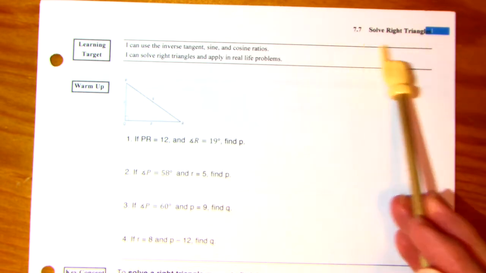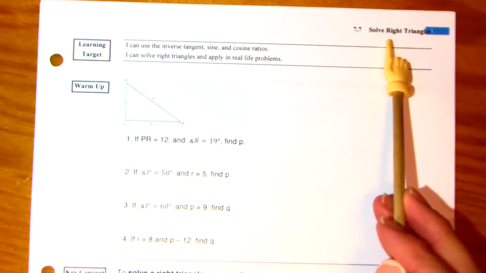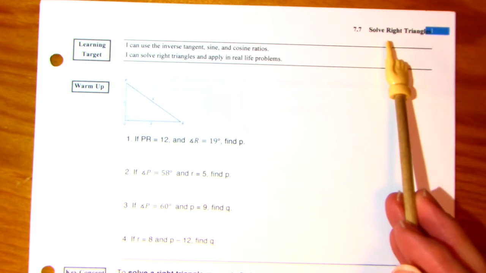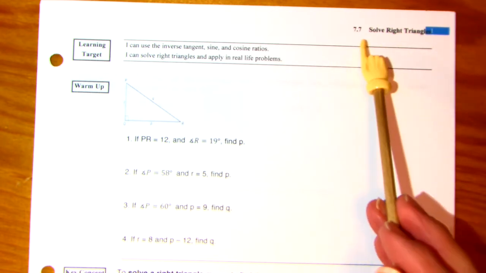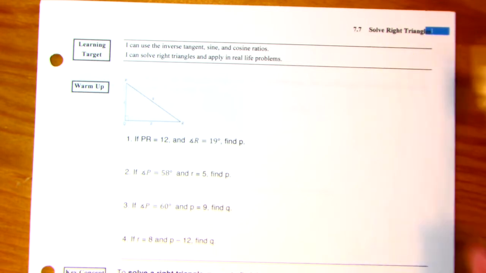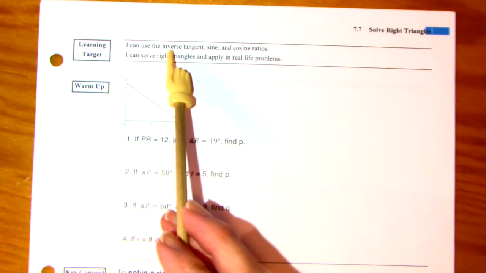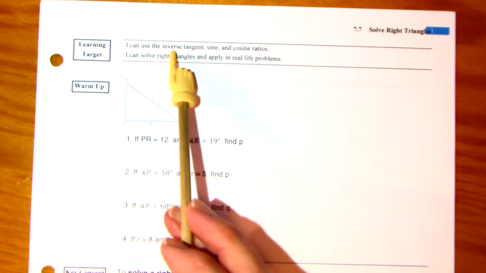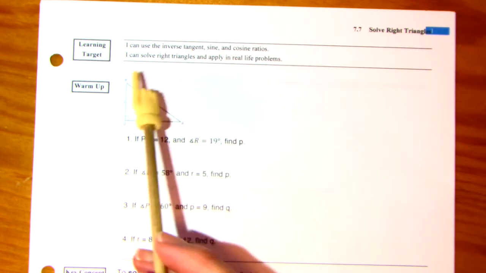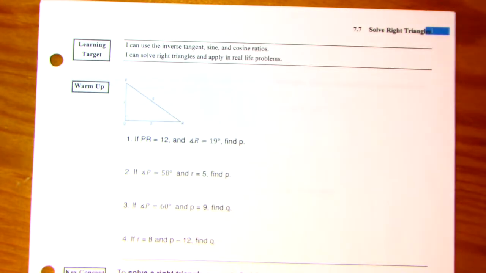In any case, solving right triangles. Now, when you get to high school, solving right triangles means you need to find all three angles and all three sides. We've talked about finding the three sides. Now we need to talk about the angles. In order to find an angle, you need the inverse tangent. So this is one of our learning targets: the inverse angle for tangent, sine, and cosine, and you can solve them in real life problems.